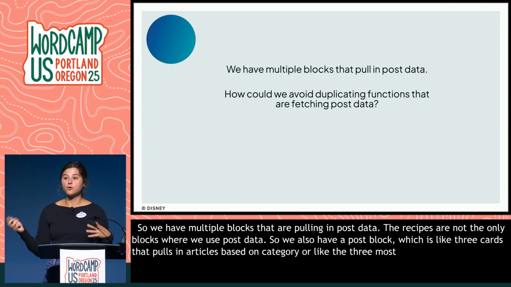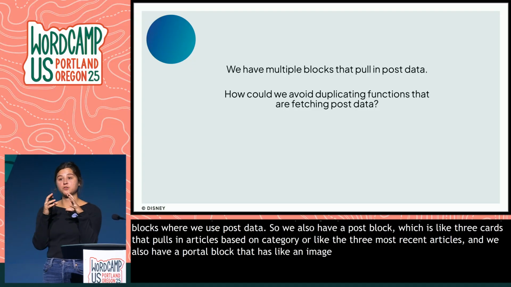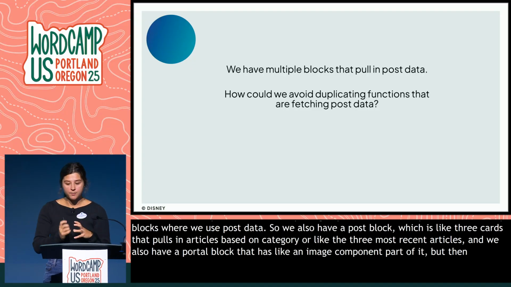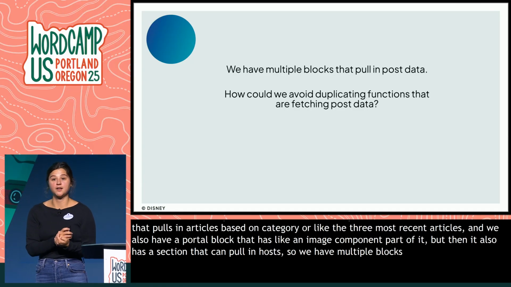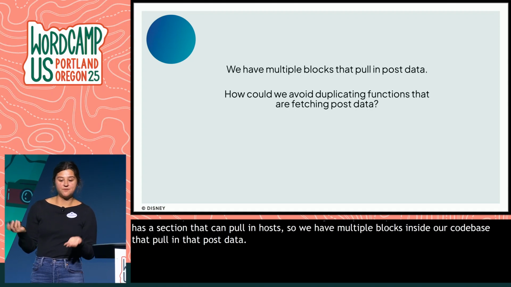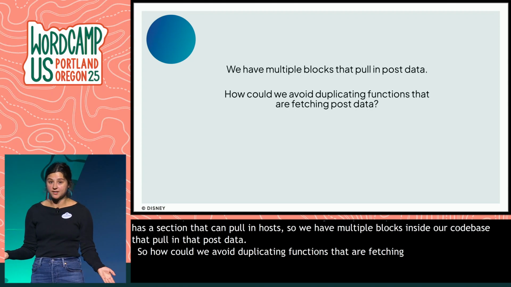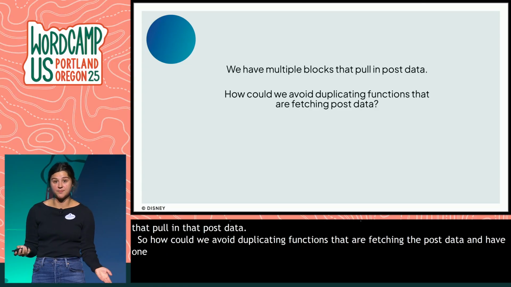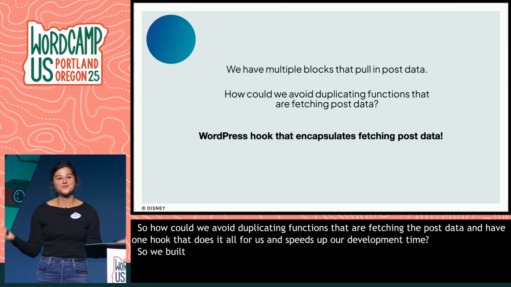And we also have a portal block that has like an image component as part of it, but then it also has a section that can pull in posts. So we have multiple blocks inside our code base that pull in that post data. So how could we avoid duplicating functions that are fetching the post data and have one hook that does it all for us and speeds up our development time? So we built a WordPress hook that encapsulates fetching post data.